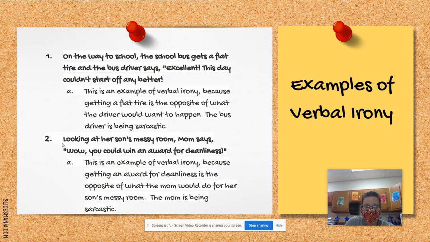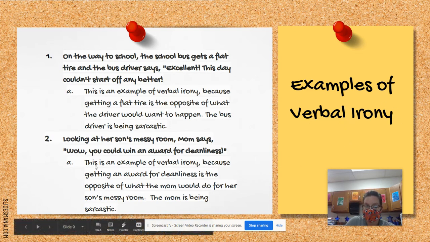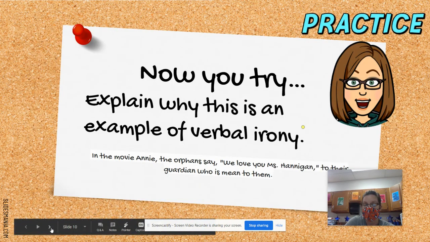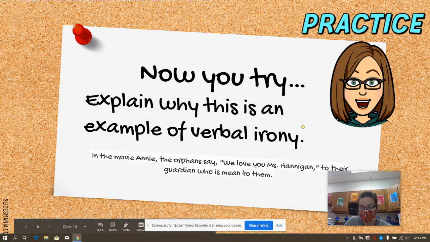Number 2, looking at her son's messy room, mom says, "Wow, you could win an award for cleanliness." Again, this is verbal irony, because getting an award for cleanliness is the opposite of what the room deserves. The mom is being sarcastic. Would the boy actually get this award? No, because the boy's room is not actually clean. Again, now this is practice. Now you try.